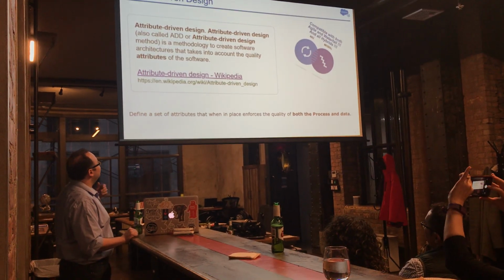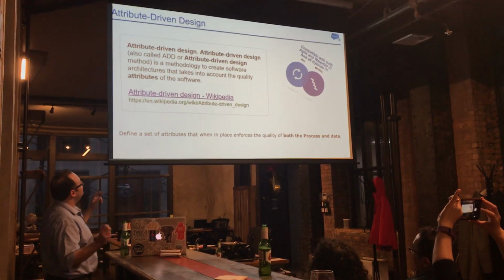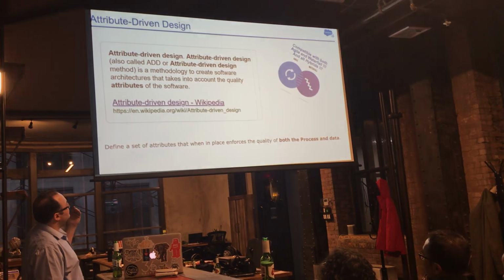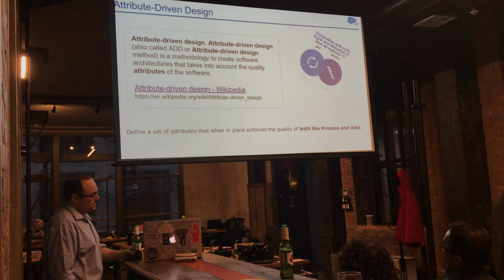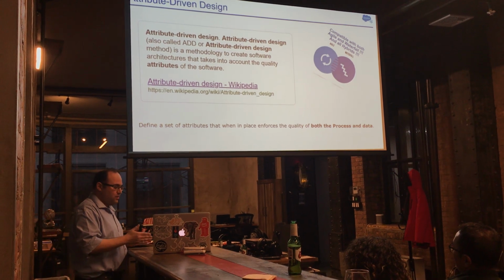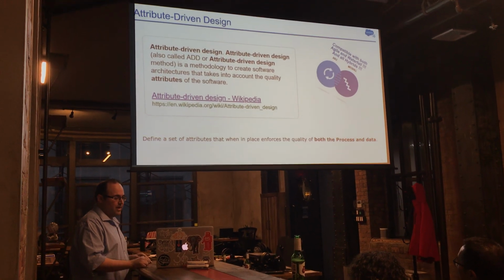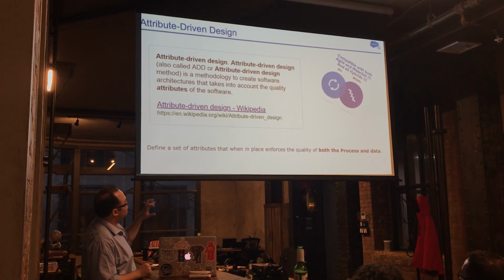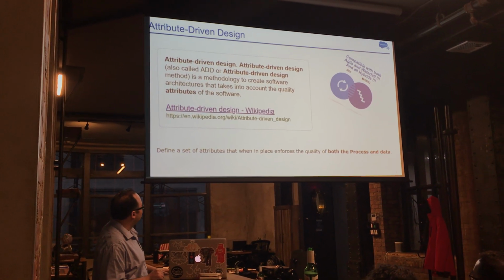But I liked it, so it's not exactly legitimate attribute-driven design, but it's close enough. Essentially it is a method where you pick a set of attributes and you say, this is what I want to accomplish, and then everything else you're doing is geared towards making those attributes an actuality, right?